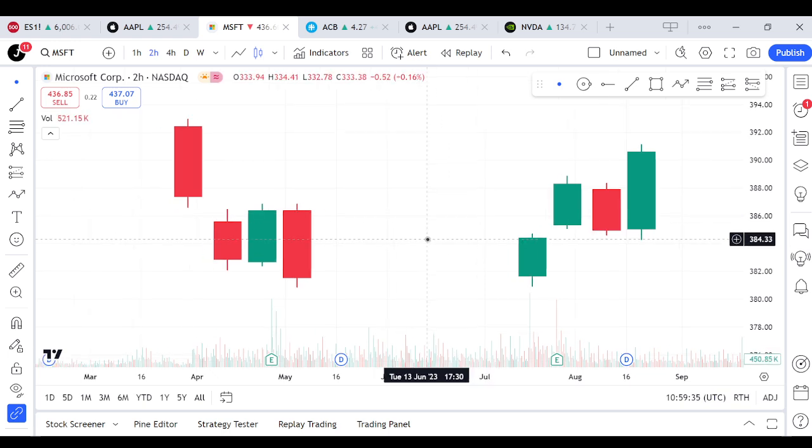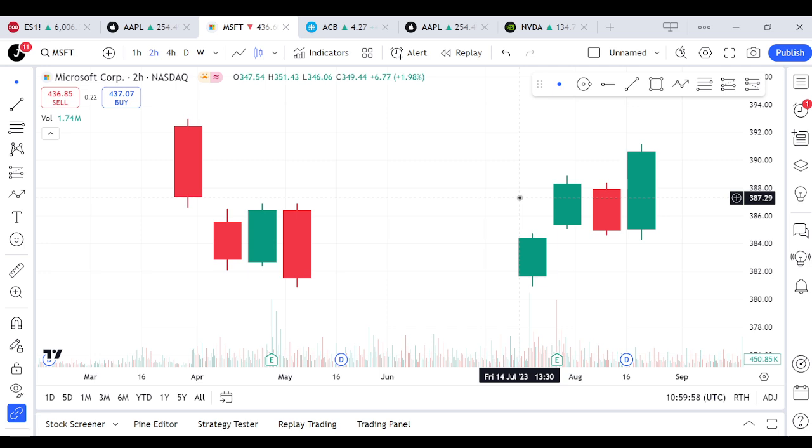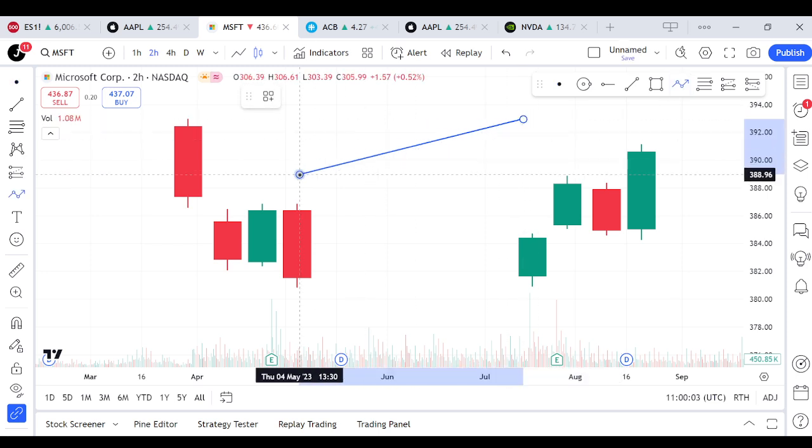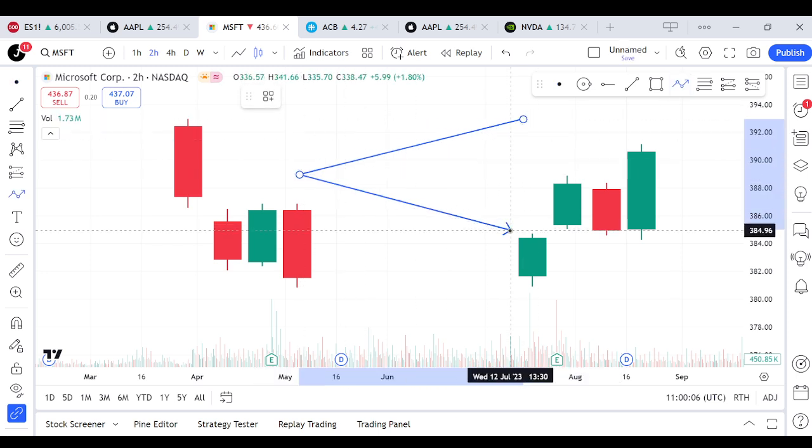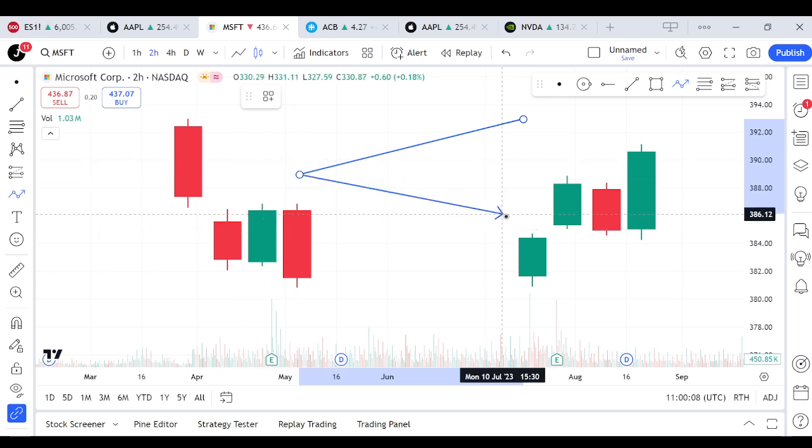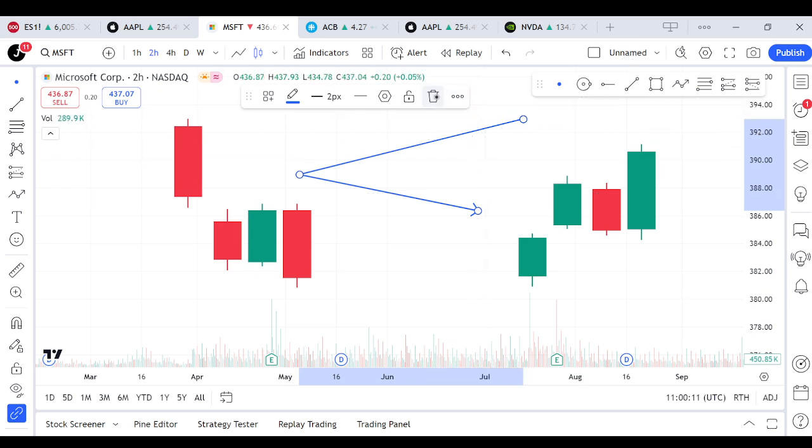So first, let's look at the pattern overview. The Tasuki Gap candlestick pattern is a continuation pattern that signals the market's intention to maintain its current trend. It forms when there is a gap in price followed by a retracement candle that partially fills the gap, but the overall trend remains intact. This pattern can occur in both bullish and bearish markets, making it versatile for different trading scenarios. So this is for the bearish and this is for the bullish. This is the bearish pattern right here and this is the bullish pattern. So we're going to explain all of that shortly.